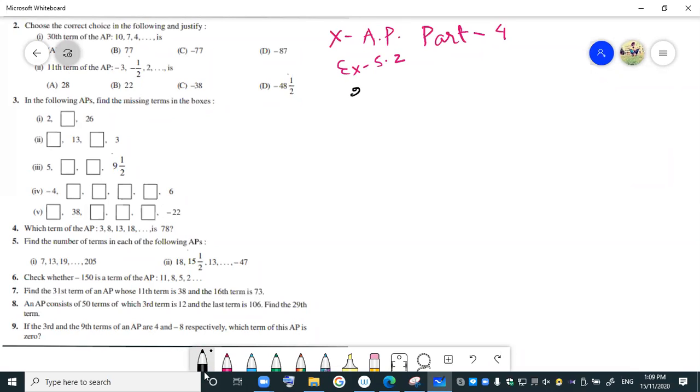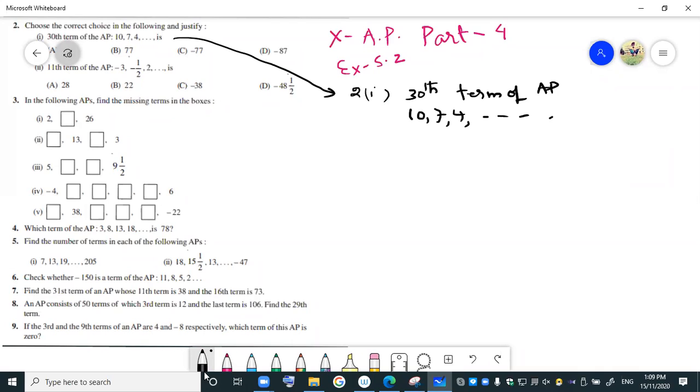Here in question number 2, first part, you can see that we have to find the 30th term of the AP. The AP is given as 10, 7, 4, and so on. So the first term is 10. Common difference is second term minus first term, 7 minus 10, which is minus 3, and the number of terms is 30. You have to find the value of the 30th term, A30.